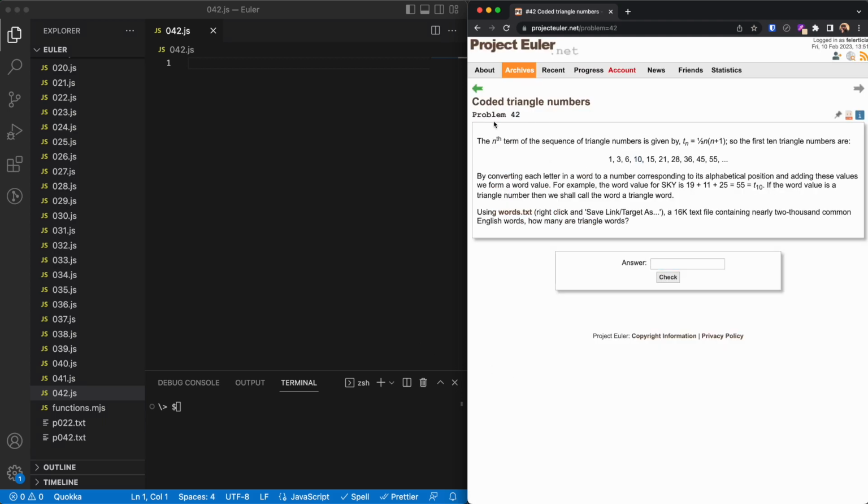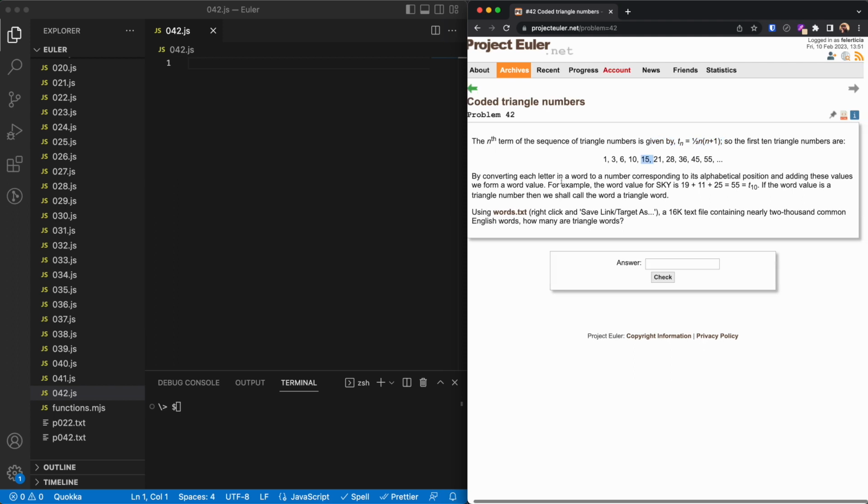Coded triangle numbers. Problem number 42. The nth term of the sequence of triangle numbers is given by this formula. Whatever the n is, we multiply it by the next value and then divide by 2. This is always a whole number because either n is even or n plus 1 is even.